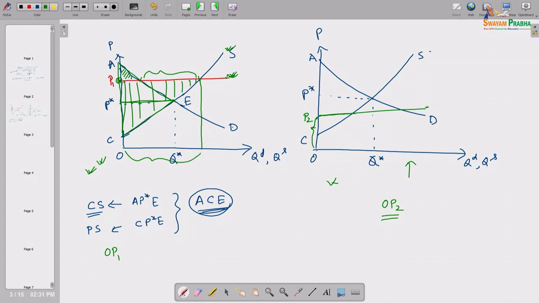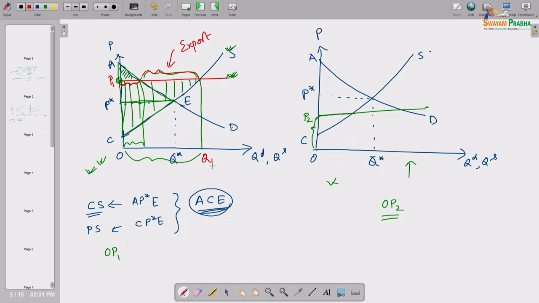Out of that, this much is purchased only by domestic customers. So, definitely this much is the amount of our export. Farmers or producers of India could sell the commodity up to, say, the Q1 amount. But that price level OP1 is a very high price vis-a-vis the OP star price.